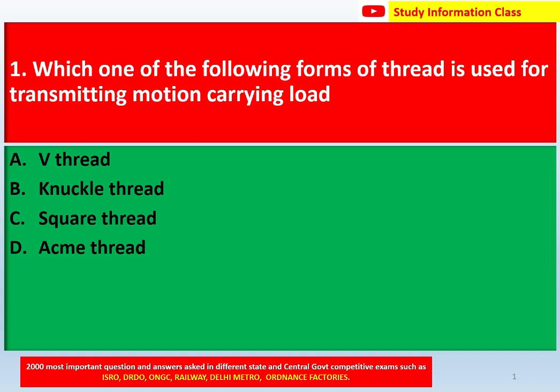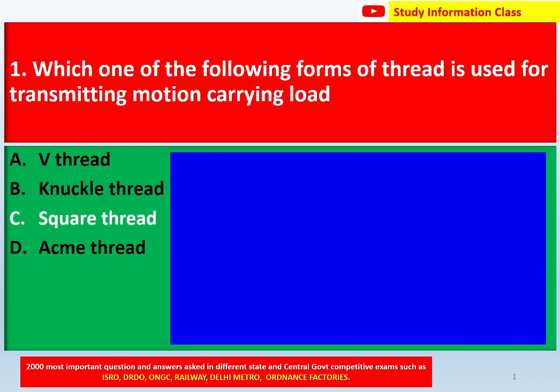Question number 1. Which one of the following forms of thread is used for transmitting motion carrying load? Option: V thread, knuckle thread, square thread, acme thread. So for this question, the correct answer is square thread.